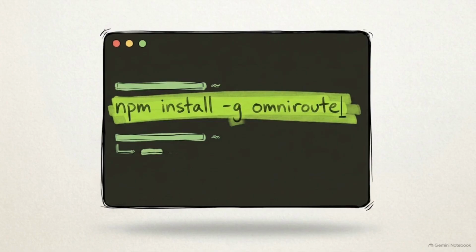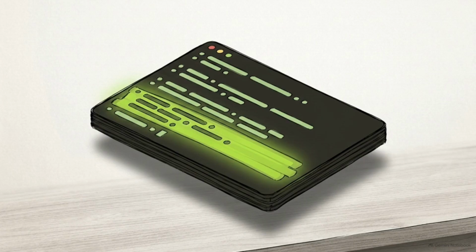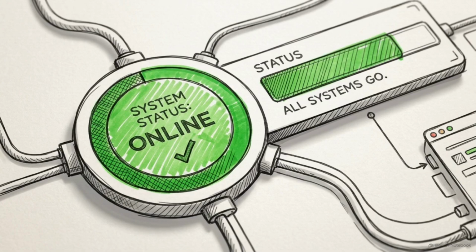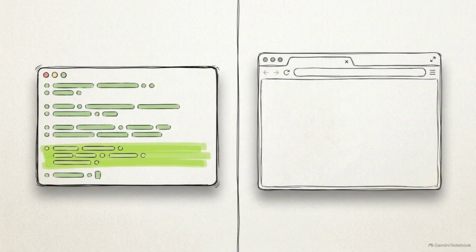With the engine verified, type npm install -g OmniRoute to install the gateway globally. When the installation finishes, simply type OmniRoute and hit enter to start the server. That single terminal window is now the local host for your AI traffic. As long as it remains open, OmniRoute is active, monitoring your outgoing requests and directing them to the configured providers. Keep the terminal running and switch over to your web browser.